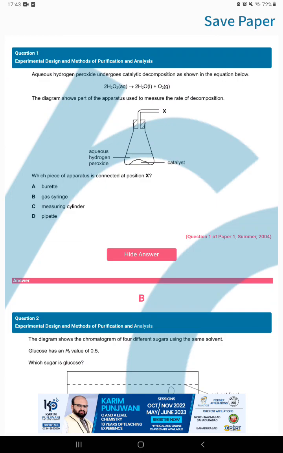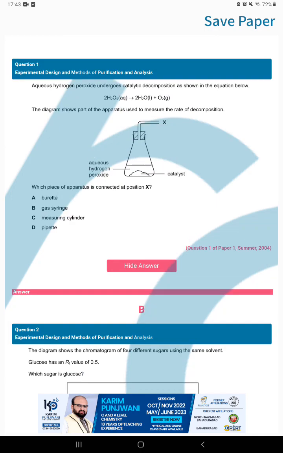What do you think? Is it a burette? Does it look like a burette? Remember, in part 1 video I've shown you the apparatuses. Burette, gas syringe? I think it's a gas syringe. Is it a measuring cylinder? You have to see it very carefully. It's position X. Or a pipette. Is it a burette, pipette, measuring cylinder, gas syringe? What do you think?